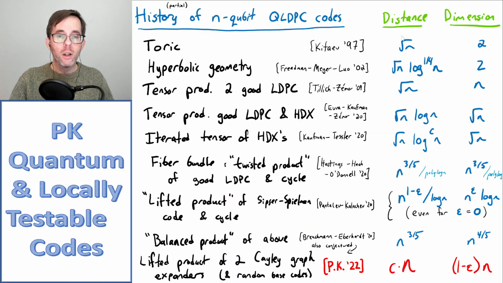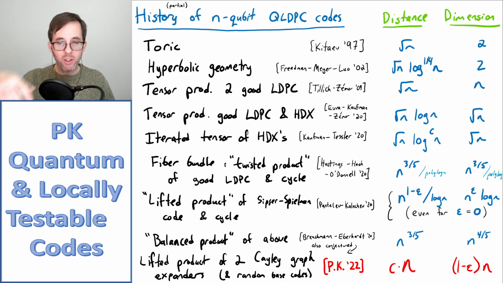Okay, so basically the minimum distance in this toric code is the square root of the number of bits, up to a constant factor. As we saw, the dimension was 2. So this is my giant slide, very partial history of results on quantum LDPC codes. I've got a column here for distance and a column for dimension.